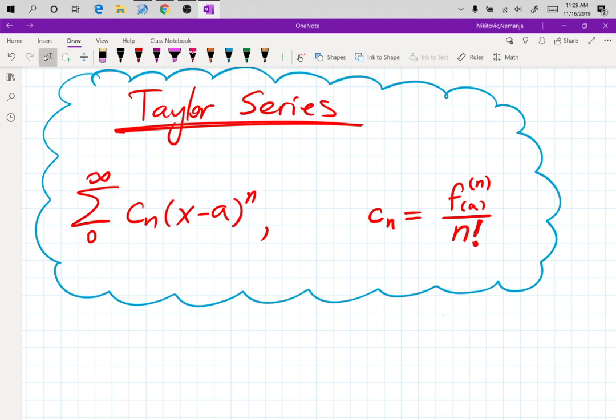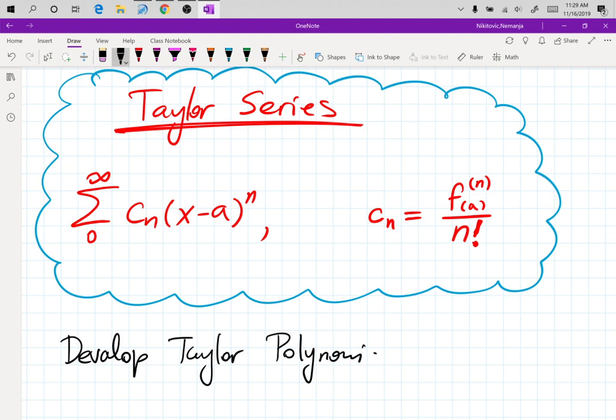So this is what I'm going to do. I'm going to develop the Taylor polynomial (I'll put in parentheses series) for sine x.